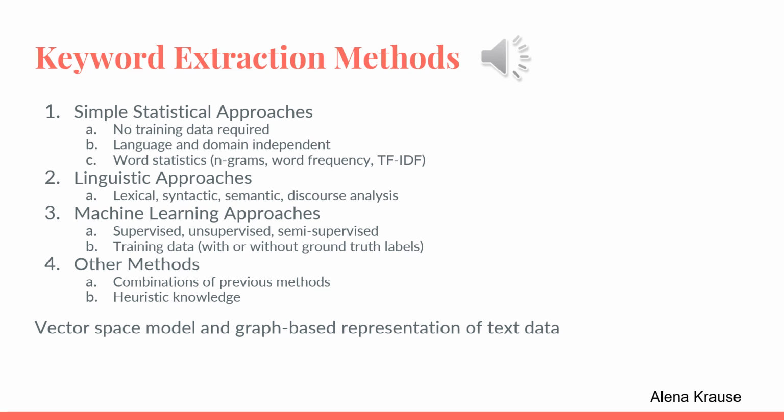There are many methods for performing keyword extraction. These approaches can range from simple statistical approaches to complex deep neural networks. Simple statistical methods are easy to explain and are language and domain independent, so they can be applied to a variety of different types of texts. These approaches often involve word statistics, such as use of n-grams, word frequency, and TF-IDF calculations.